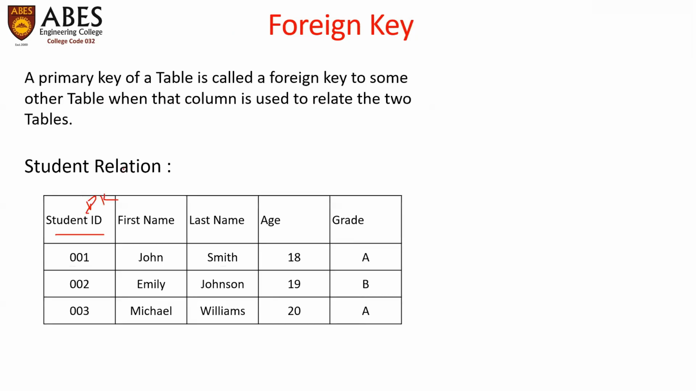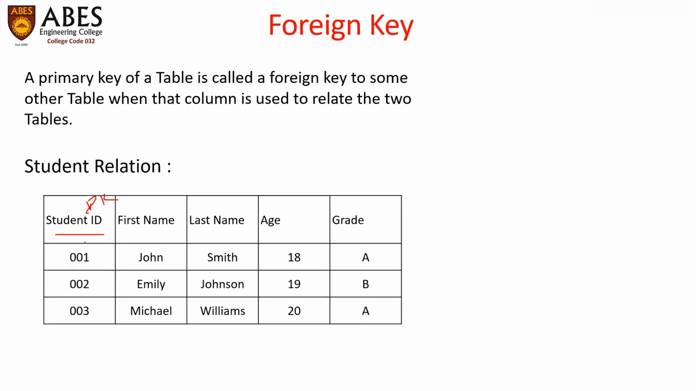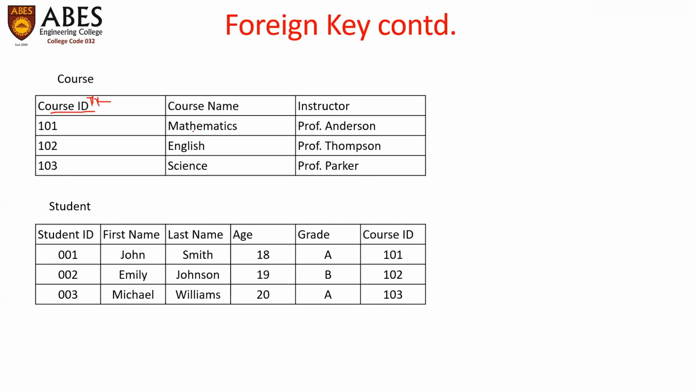Now, this student relation and course relation are two different tables. I want to associate them. How will I be able to relate these two tables? At a later point of time, there may be situations when I need to associate the two tables and find out something from them, like which students are studying which course, what is the course name, and who is the instructor. For this, I will need the concept of foreign key. The foreign key will help in associating the two tables.